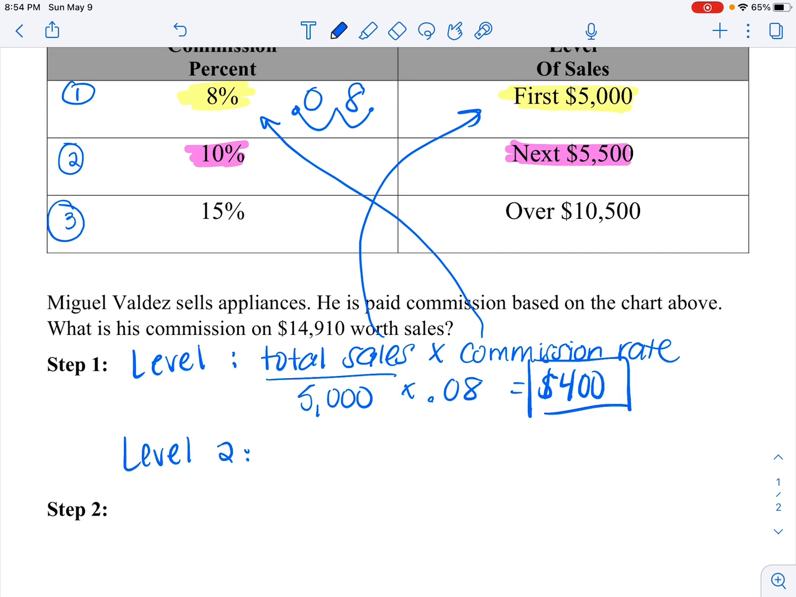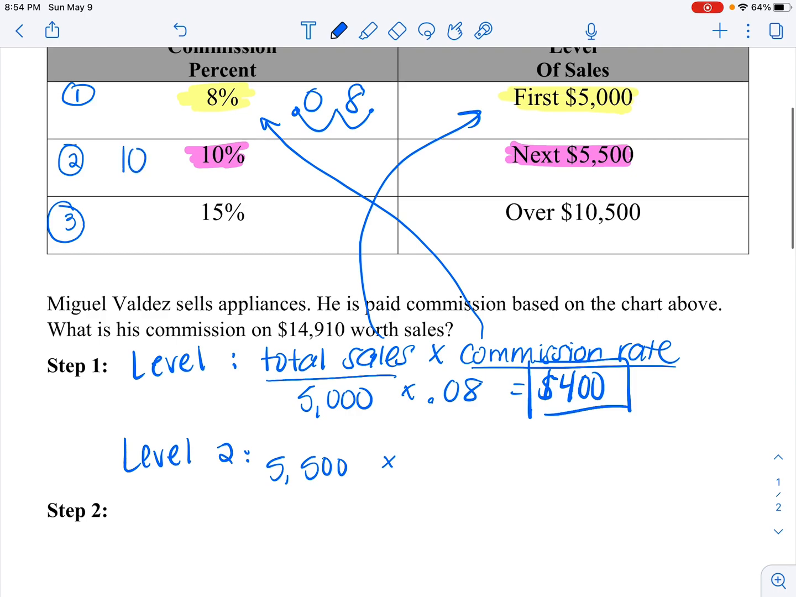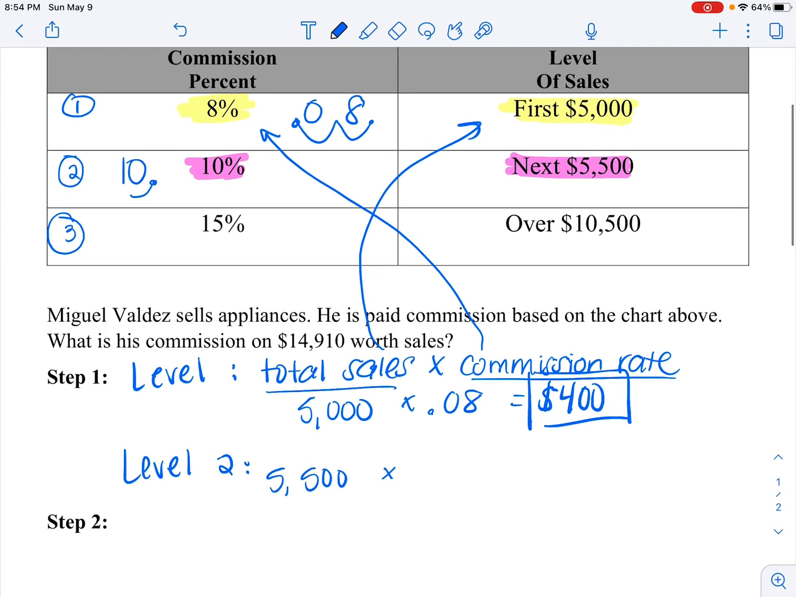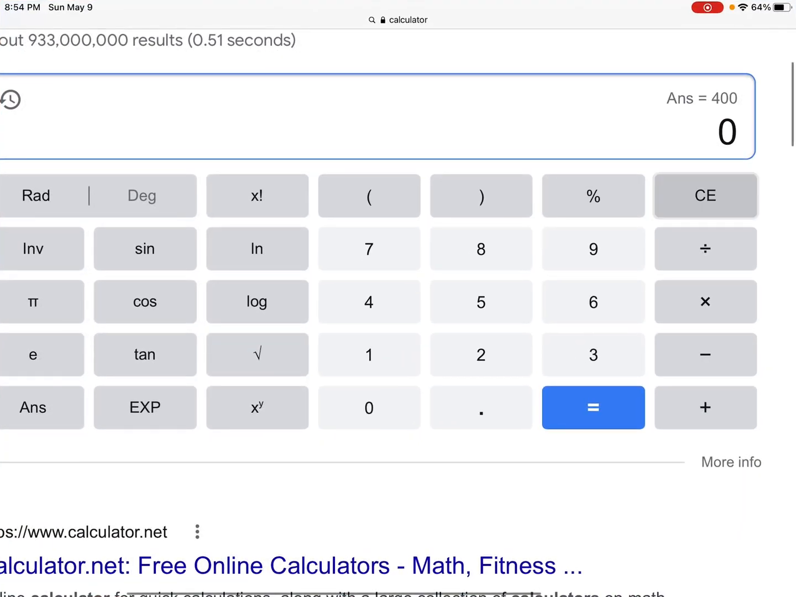Same formula, total sales times commission rate. So this time for the total sales, we're using 5,500. And for our percent, we're going to take that 10, our imaginary decimal in the back, 2 places to the left. We don't need to fill in anything, so we're going to leave it as 0.10. And we're going to throw this in the calculator. And we get 550.